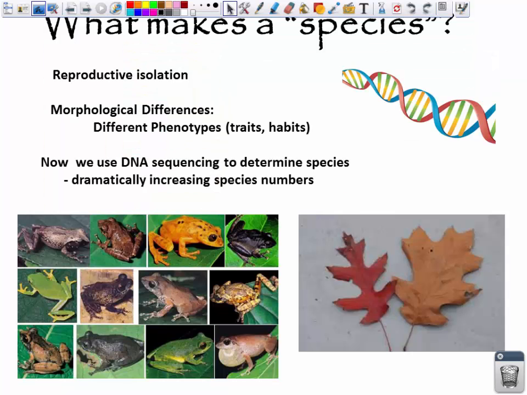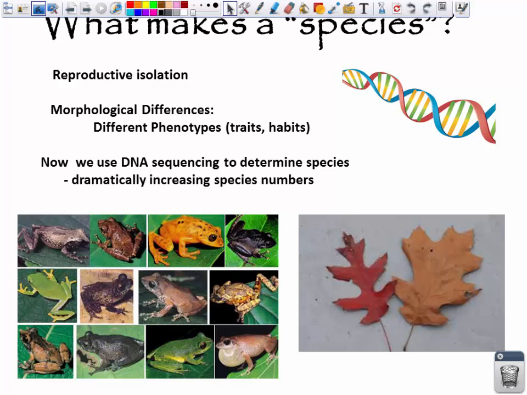What makes a species? This should be a review. There's basically three things that make a species. They're morphologically different. They have different phenotypes and different genotypes, so they contain different traits and habits. They are also different at the DNA level.